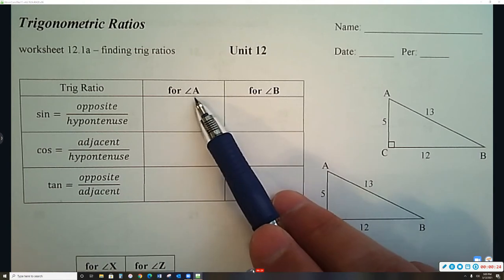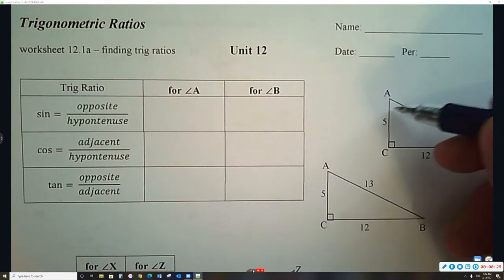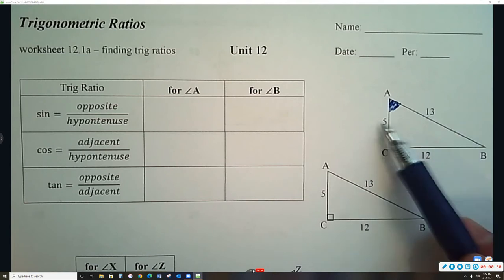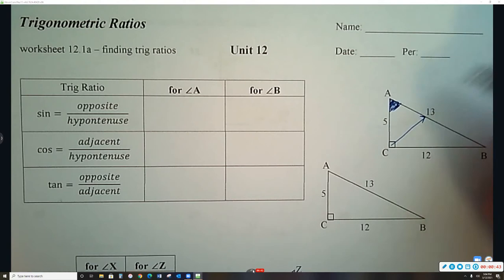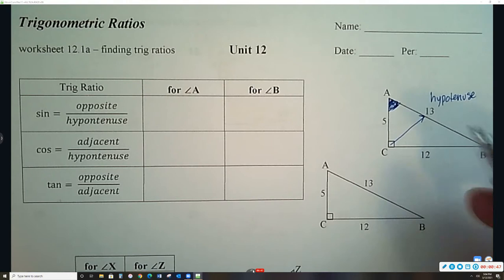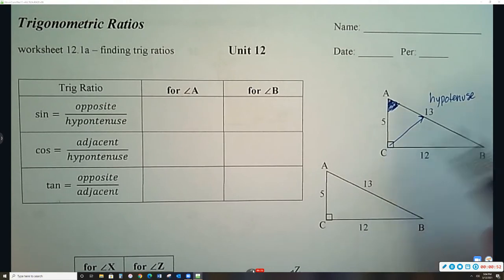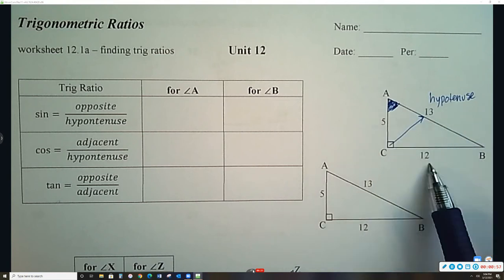So first they want us to look at angle A. So I'm going to look at angle A and find all of these ratios. So here's angle A, right. Now I'm going to name the different sides of the right triangle. You can always find the hypotenuse easiest. The hypotenuse again hasn't changed. It's across the 90-degree angle, and then there's this side measure, that's 5, and then this side measure, that's 12.